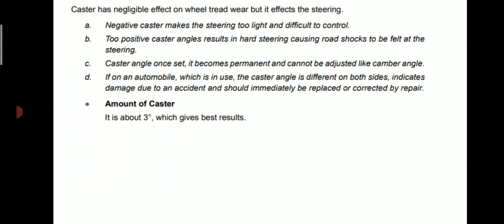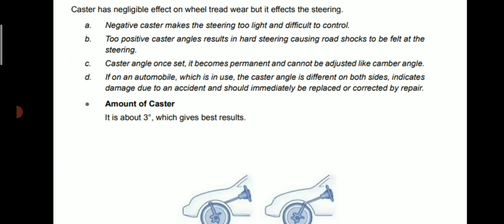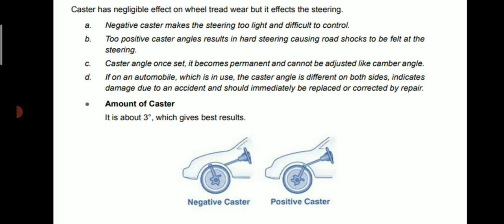Caster has a negligible effect on the wheel tread wear, but it affects the steering. How? Negative caster makes the steering too light and difficult to control. Too positive a caster angle results in hard steering, causing the road shocks to be felt at the steering. Once set, the caster angle becomes permanent and cannot be adjusted like the camber angle. If on an automobile in use the caster angle is different on both sides, it indicates damage due to an accident and should immediately be corrected by repair. What is the amount of caster? It should be 3 degrees, which gives the best results. This is the figure showing negative caster and positive caster.